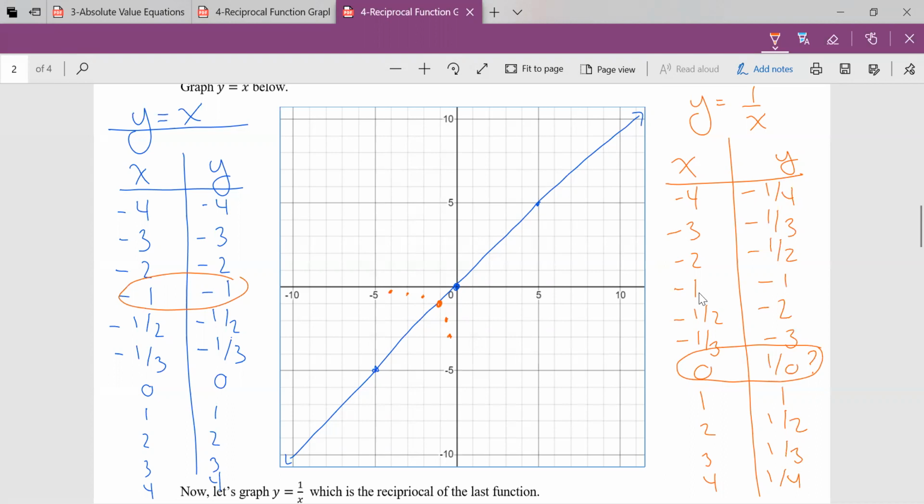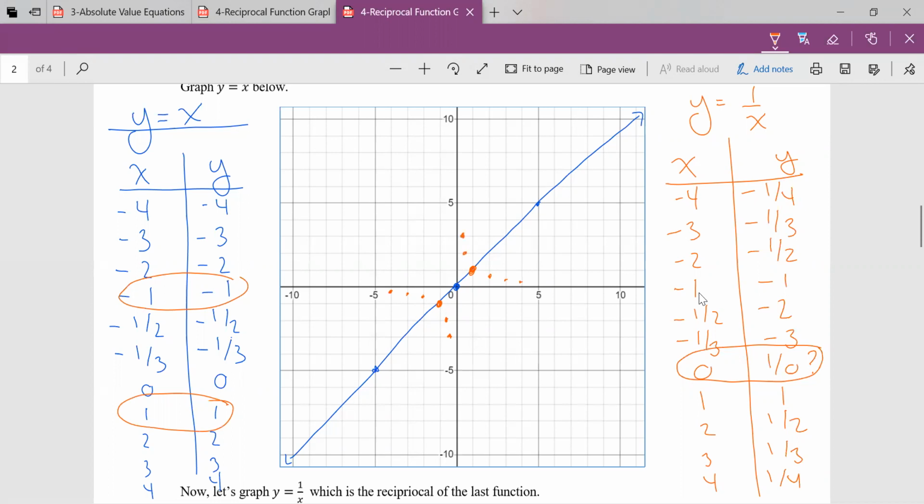We flip to the other side. 1, 1. Oh, look at that. It's right on that original graph. 2, 1/2, so it's about there. 3, 1/3, 4, 1/4. And I should have included more, I just kind of ran out of room. If I was at 1/2, I'd be at 2. And if I was at 1/3, I'd be at 3.